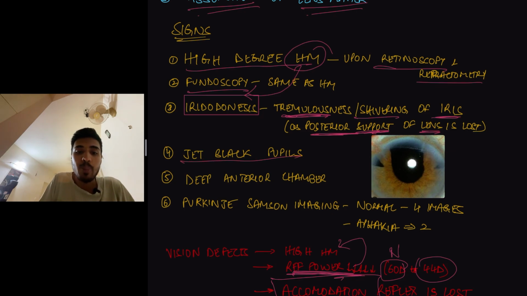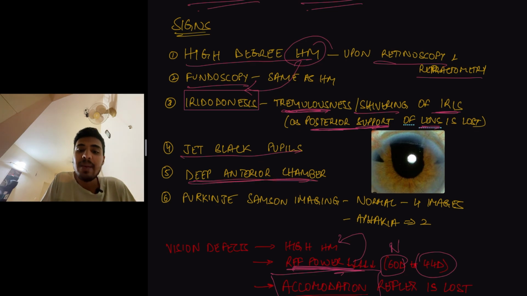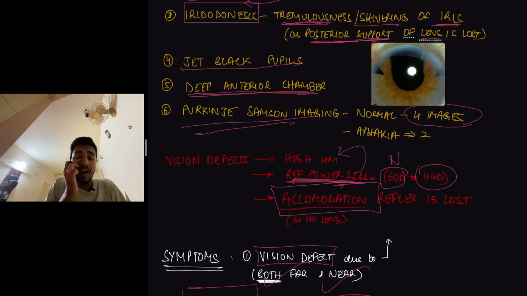So jet black pupils. Now, as we know, the anterior chamber is from the lens till the cornea, but now the lens itself is absent. So the anterior chamber is very, very deep. And when we do Purkinje-Sanson imaging, normally we see 4 images, but in aphakia, we see only about 2 images.